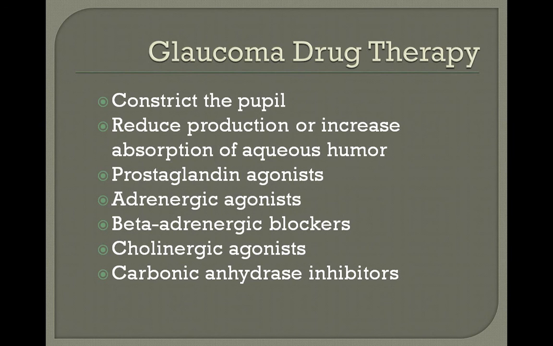Now, for the person with glaucoma, we can try a number of different eye drops, and these medications are going to do a number of things. They can reduce the production or increase the absorption of aqueous humor. Your prostaglandin analogs are medications such as Xalatan.